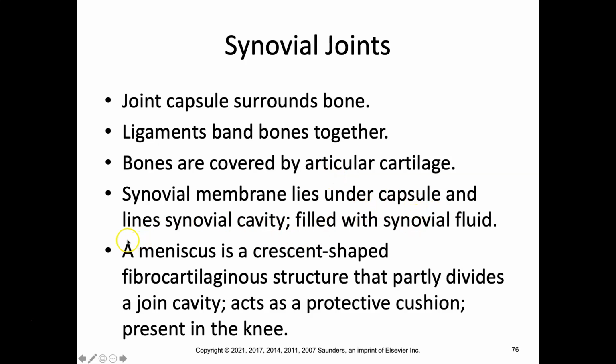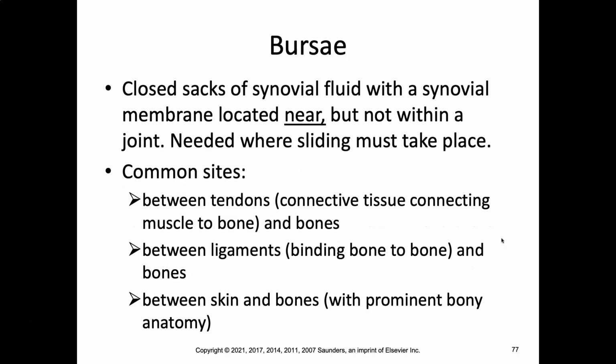But in the meantime, when it comes to your knee, mentally draw a line right here. Draw a line in your mind. This is all about your knee. You have a meniscus in your knee. It's a crescent-shaped fibrocartilaginous structure that divides the joint cavity. That should be joint, there's a missing T right there. And it acts as a protective cushion. It's only present in your knee. So this is sort of extra information. I wish they would have put a line there for us to kind of mentally change subjects.